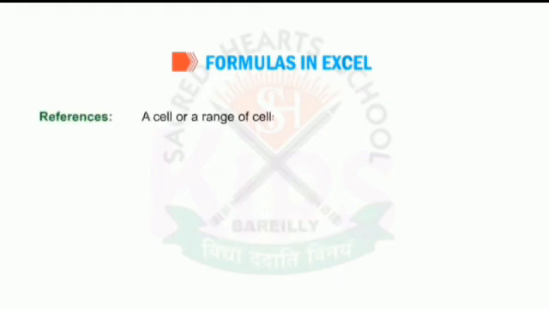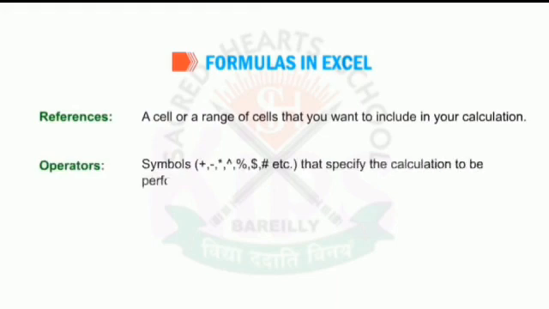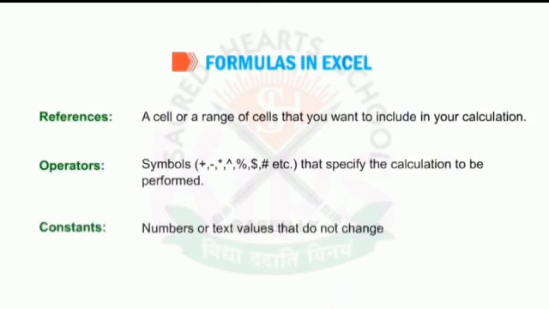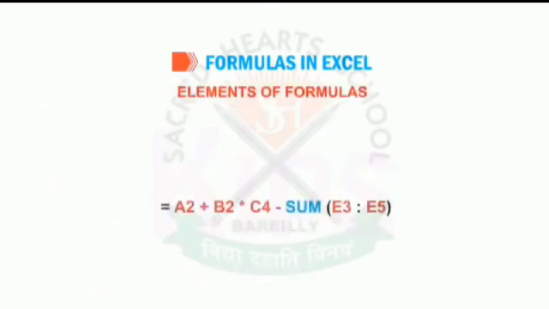References. What are references? A cell or range of cells that you want to include in your calculation is called reference, like A1, A2. And what are operators? Plus, minus, multiply, divide. These all are used in calculation, so they are called operators. And what are constants? Numbers or text value that do not change. They are called constants. And functions? Functions are the predefined formulas. We will discuss about it later.